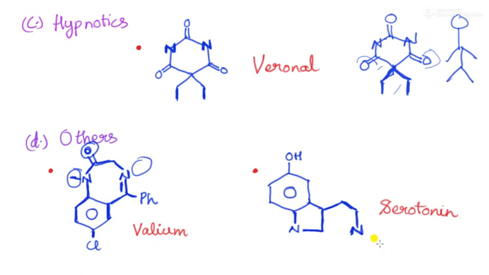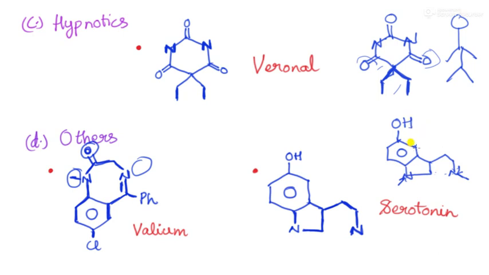Now let's go to serotonin. Here first you should draw a phenol. Next what you should do is form 5-membered rings like this. Don't connect this one, you'll know the reason. Don't connect this, and at end positions here and here attach nitrogen.